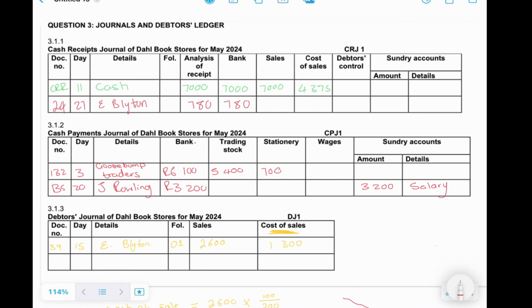And then from here, you ask yourself, what was the money for? He was paying his account, and this E. Blyton was a debtor. So the money we have received was for debtors control. So this is how you record it.